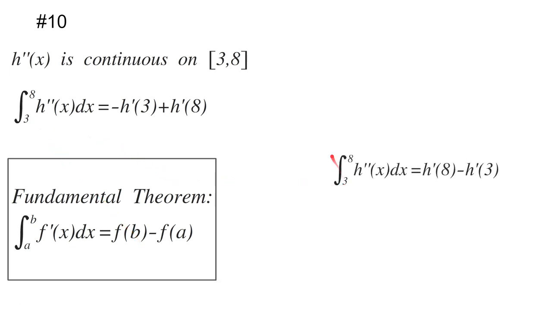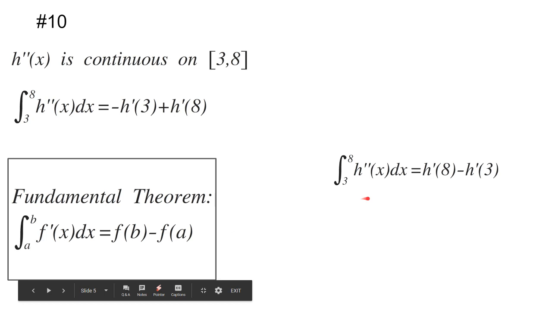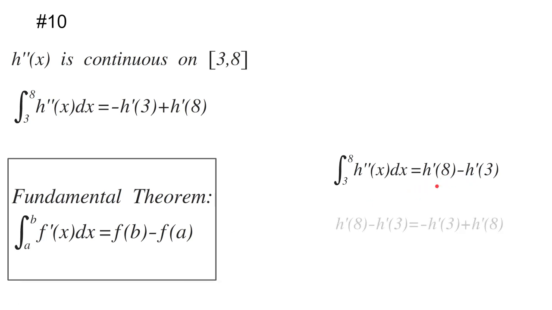So the integral from 3 to 8 of h double prime of x dx should, by the fundamental theorem of calculus, equal h prime of 8 minus h prime of 3. If we go ahead and arrange that, we can get that the integral from 3 to 8 of h double prime of x dx equals the negative h prime of 3 plus h prime of 8. And if we look, that's exactly what was stated in the original question. So this is, in fact, a true statement.